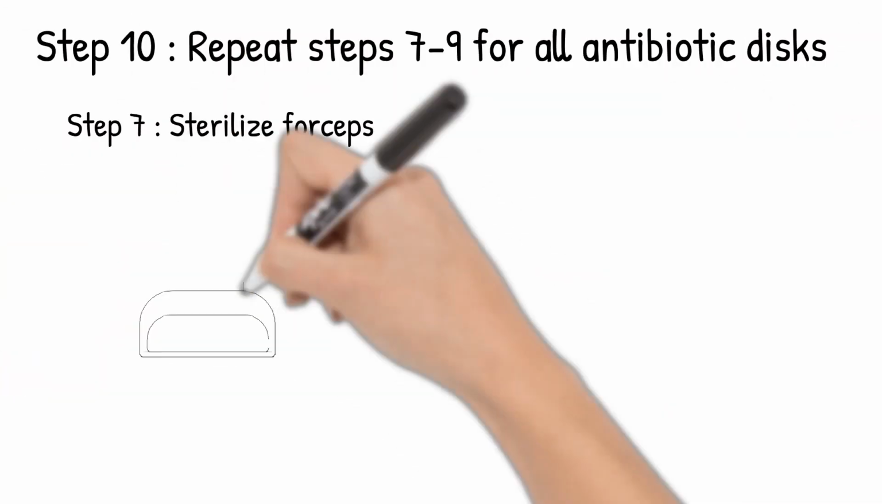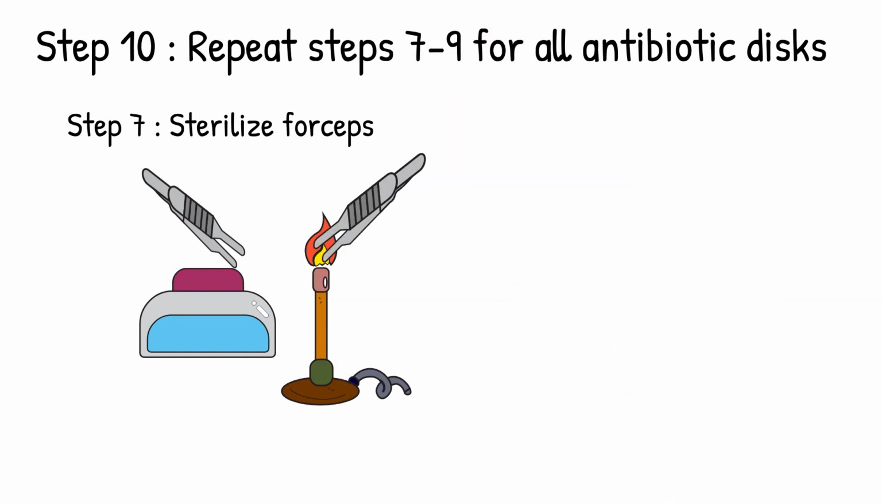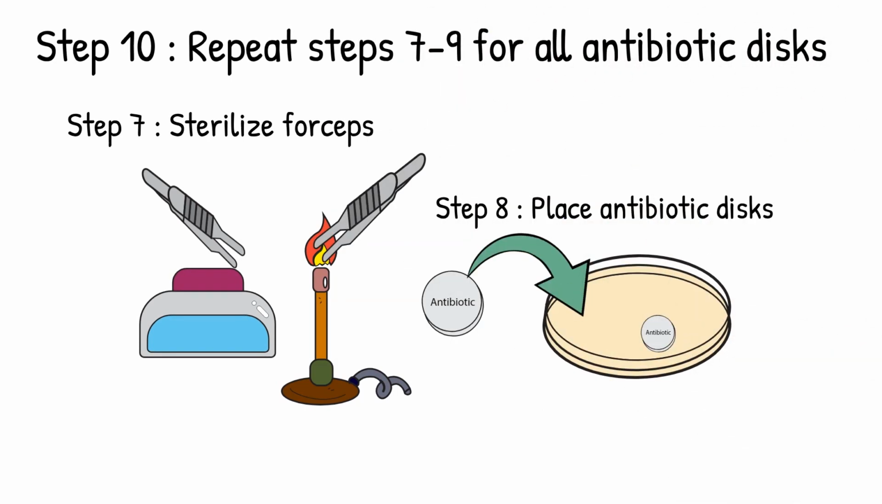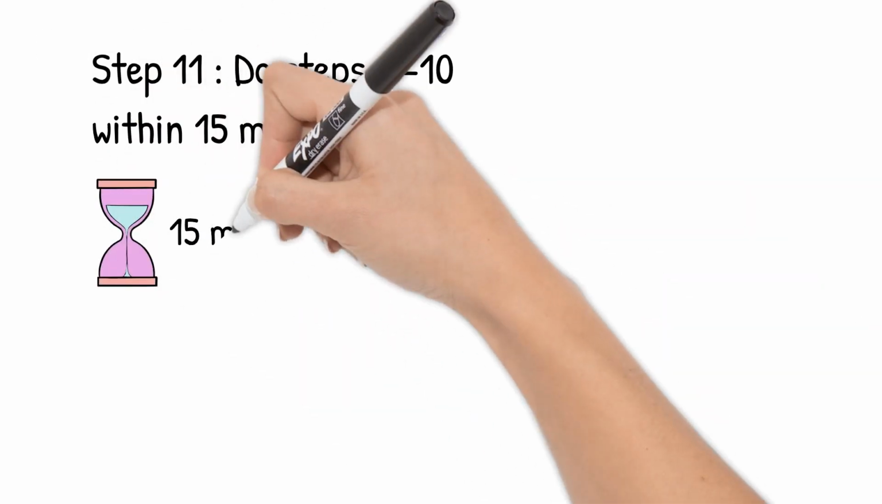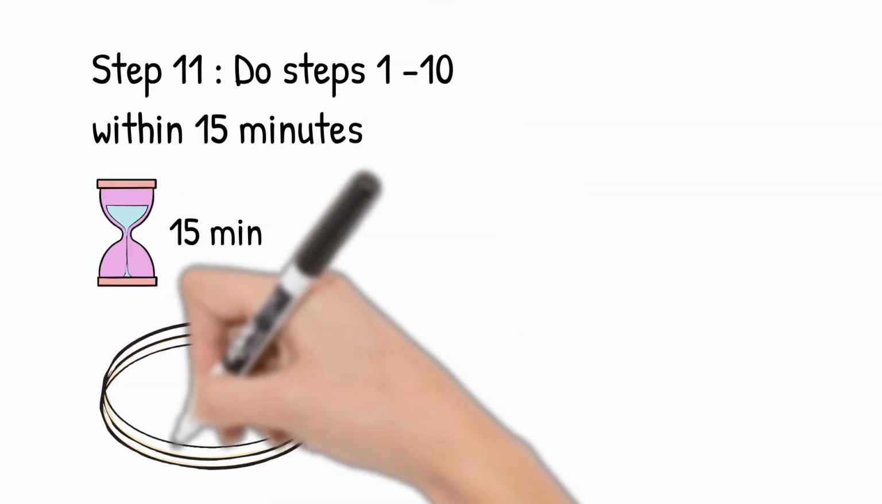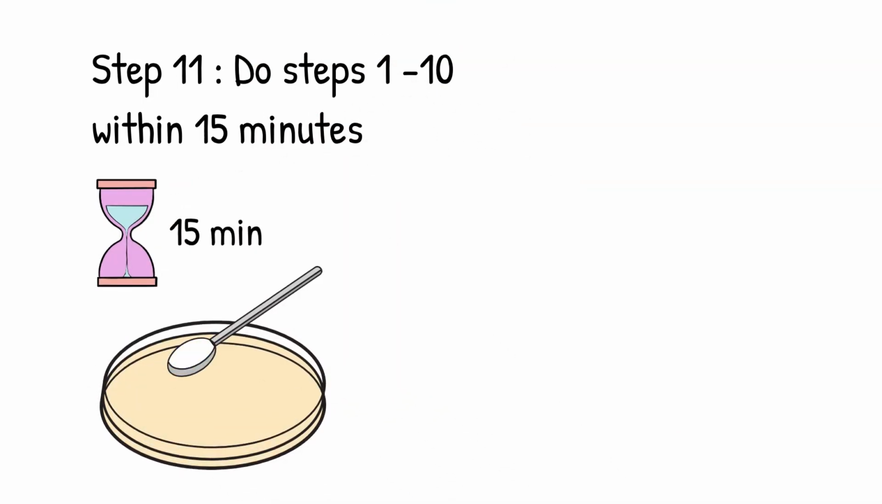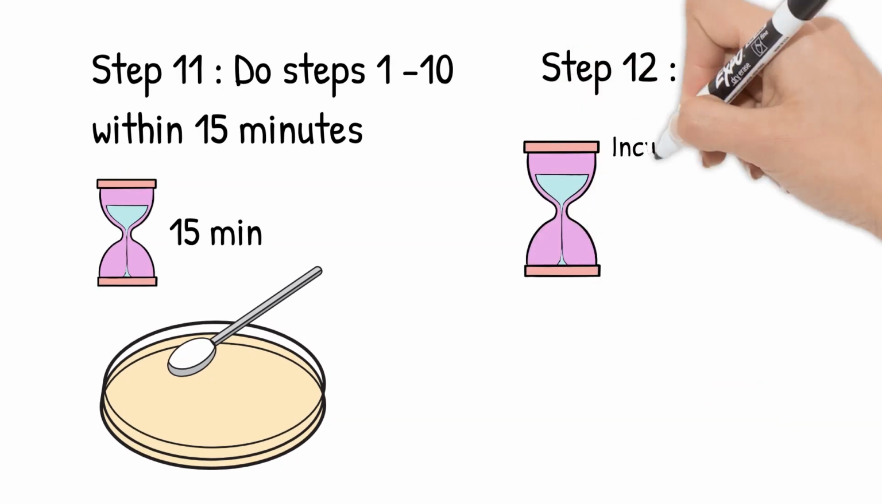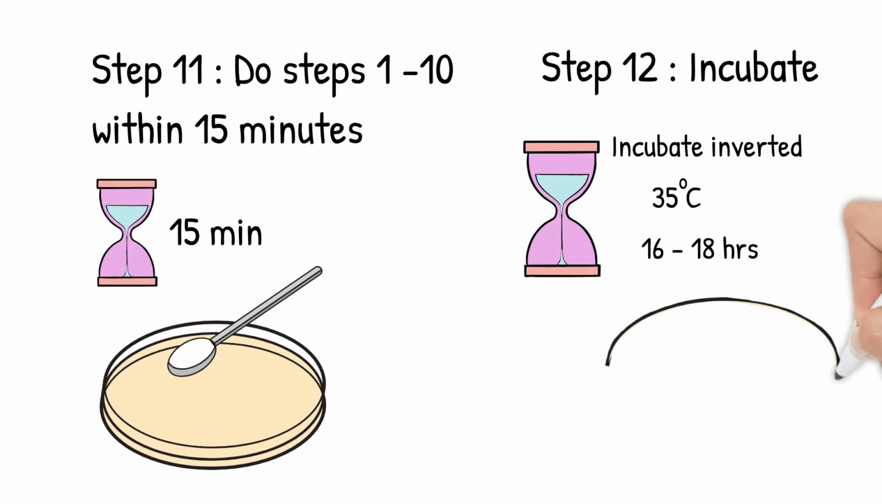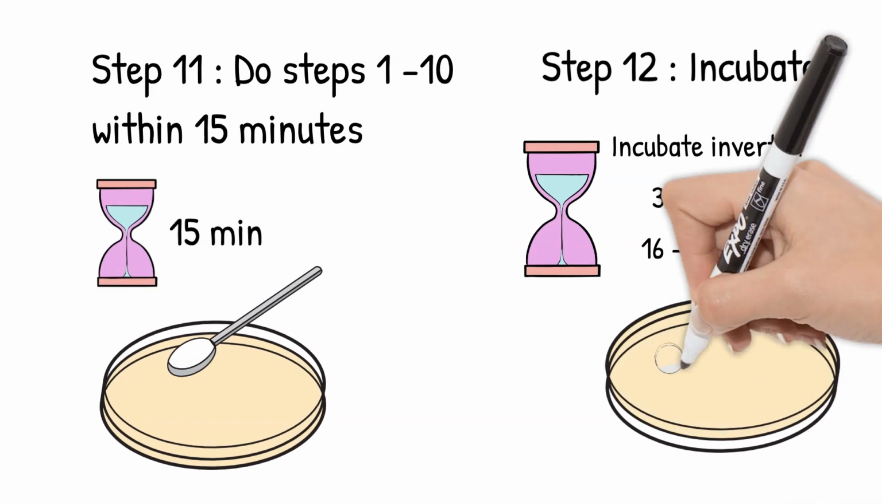Step 10. Repeat steps 7 to 9 until you place all the antibiotic disc types. Step 11. Keep in mind that this step should be completed within 15 minutes of finishing making the bacteria lawn. Step 12. Incubate the plate by storing it inverted at 35 degrees Celsius for 16 to 18 hours.